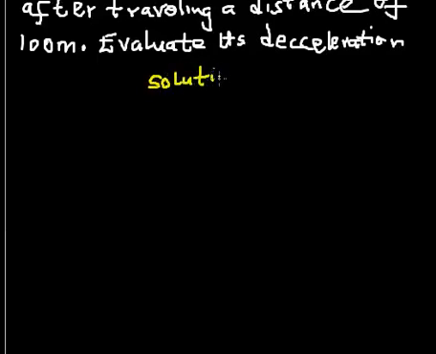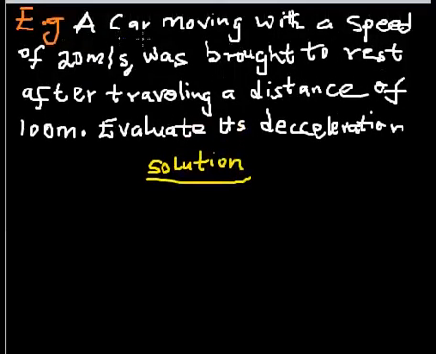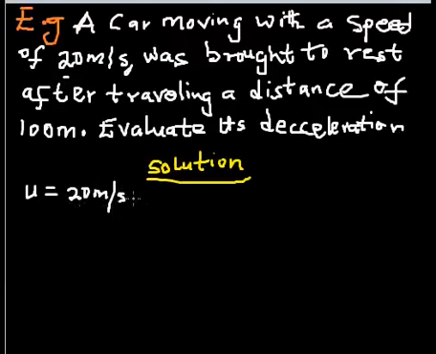Now the question shouldn't give you a problem because you are just going to read the question and write down the parameters, right? So a car moving with a speed of 20 meter per second. So this car's initial speed is 20 meter per second, right? It was brought to rest. Remember what I told you about coming to rest, right? When an object comes to rest, the final velocity is equal to 0. After it traveled a distance of 100 meter.